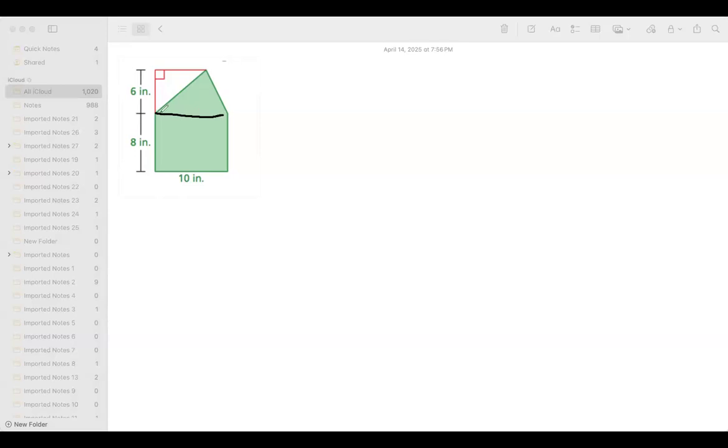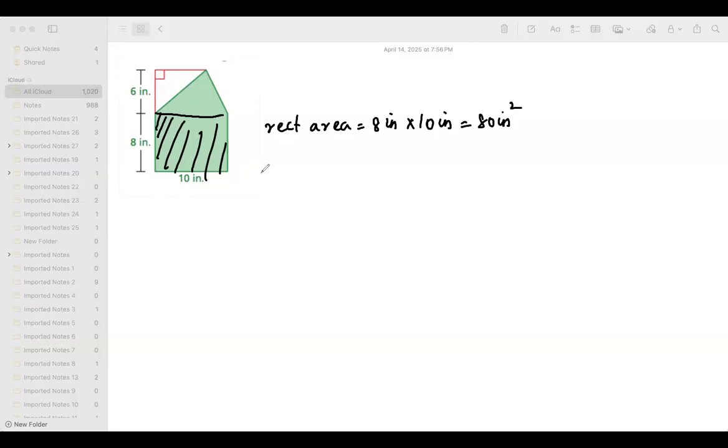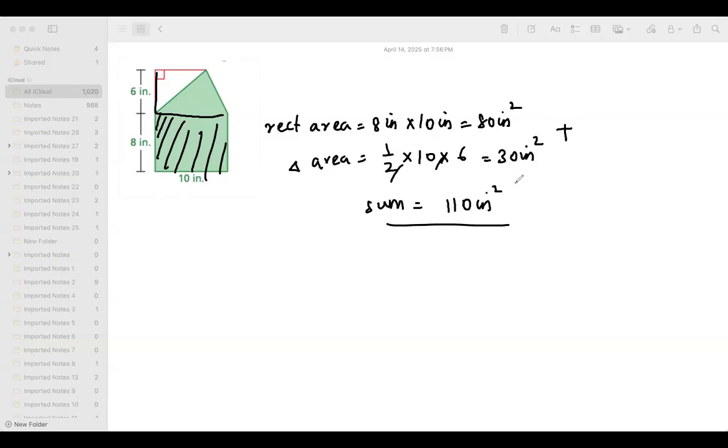I fixed it. So first the rectangle area. Rectangle area is 8 inches times 10 inches. It is 80 inches square. Now for the triangle area, half times base times this height is 6. So that would be 30 inches square. So added sum is 110 inches square. Can I move on?